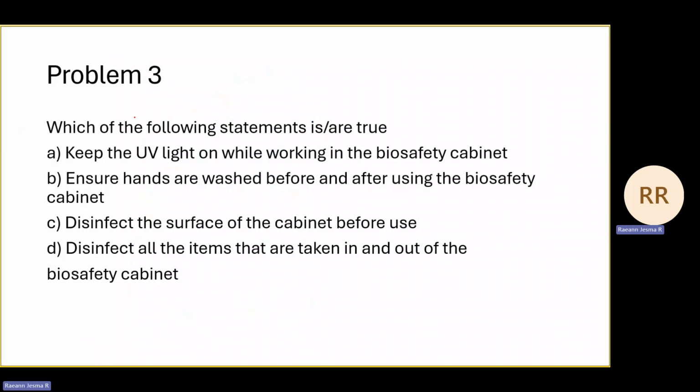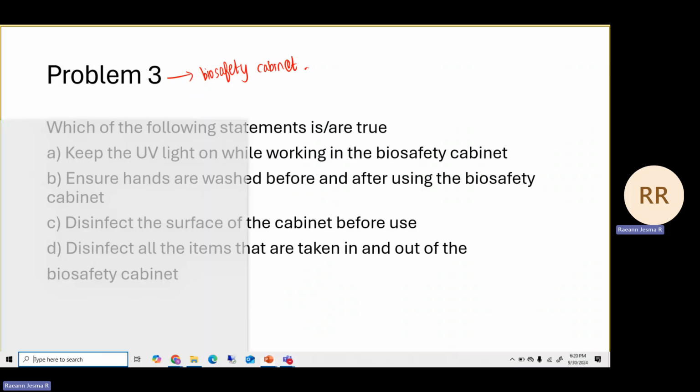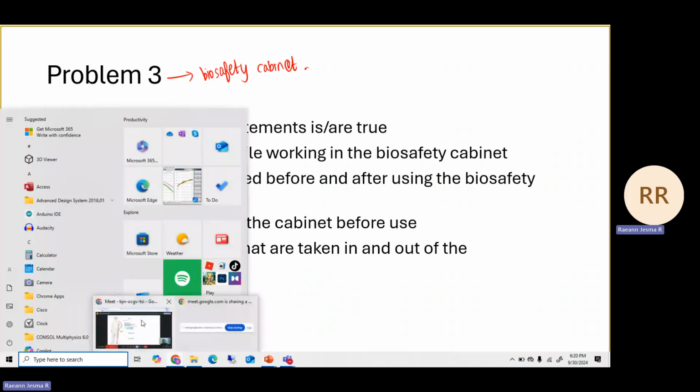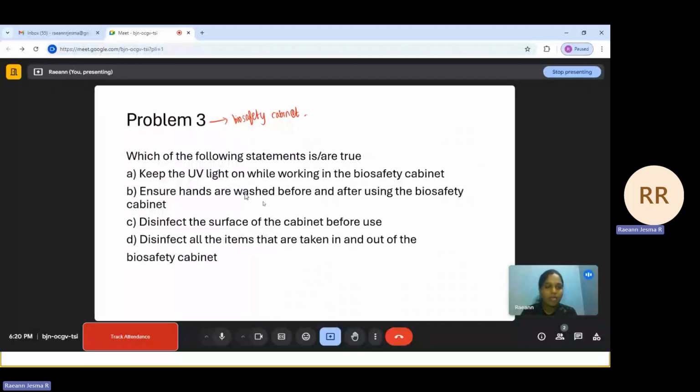So this problem is related to the use of a biosafety cabinet. There are certain rules that have to be followed. Right. And this is a multiple correct option question. So which one is the correct answer for this problem? Which of the following statements is or are true?